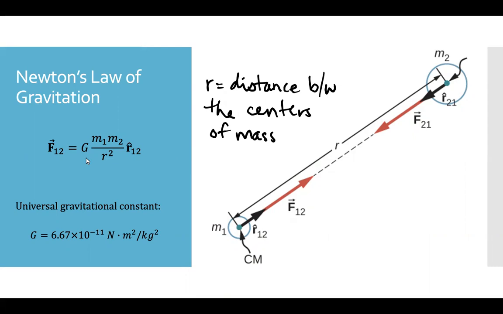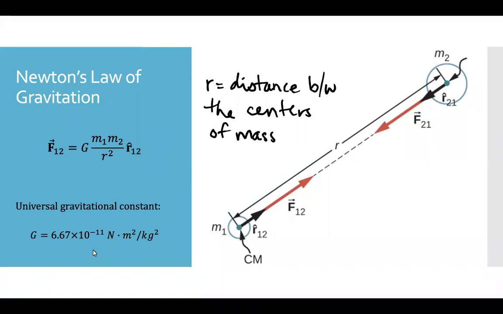Somebody else came up with that value, and that value is 6.67 times 10 to the negative 11th newton meters squared over kilogram squared. So this person was able to calculate that through this work.